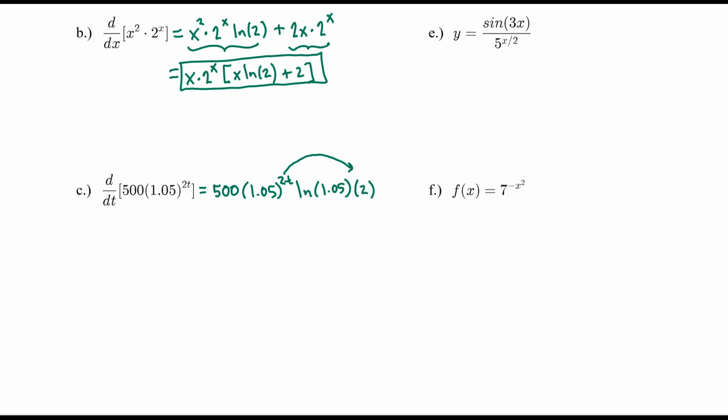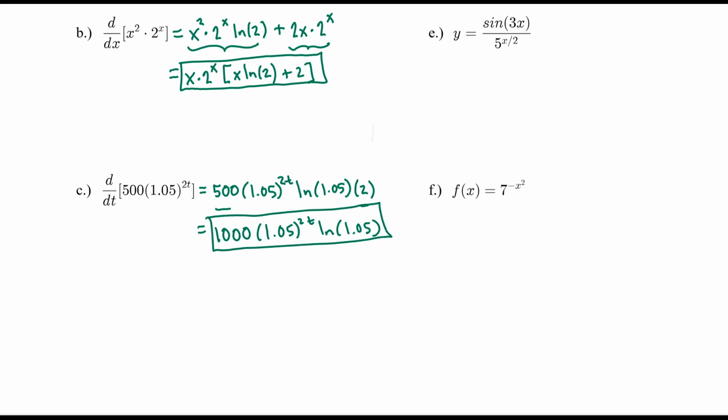So to clean this up, I'm going to multiply compatible numbers. Notice we've got 4 factors here. The 500 times 2, those are compatible factors. I can go ahead and multiply those to get 1,000 times 1.05 to the 2t times natural log of 1.05. And that is our derivative.